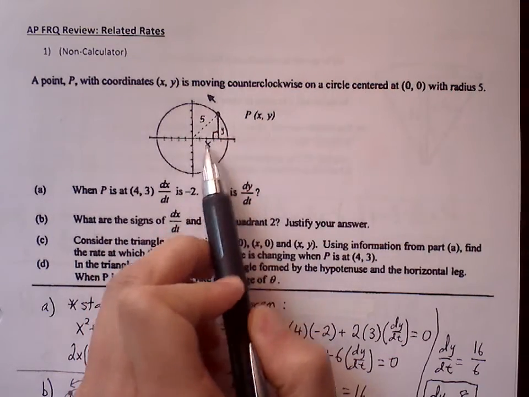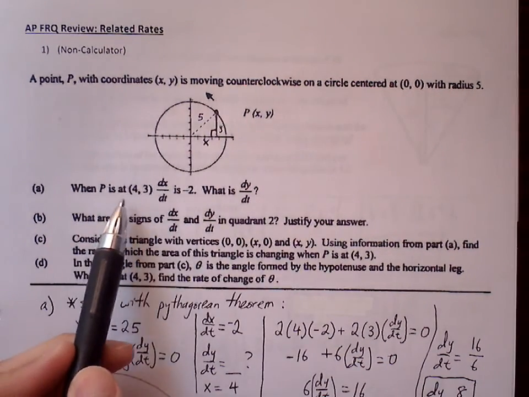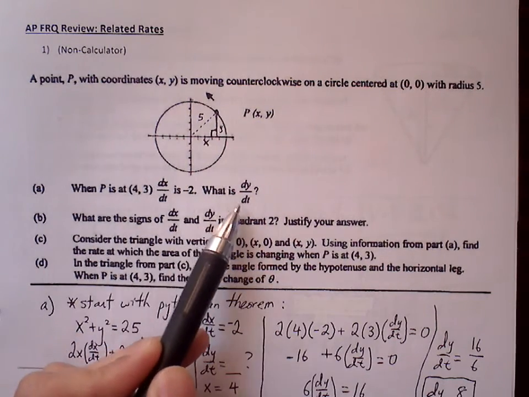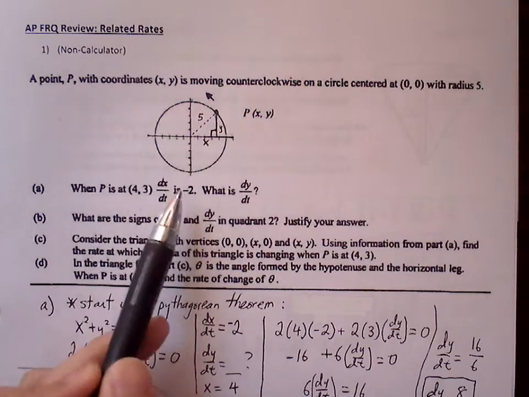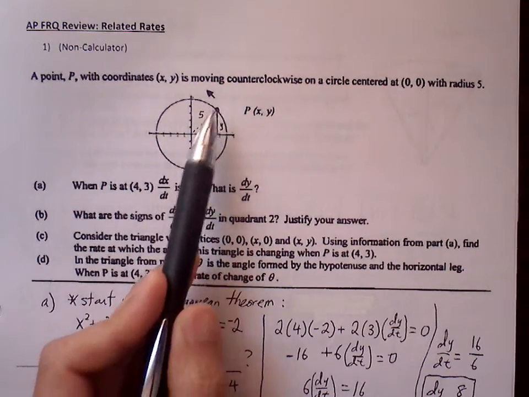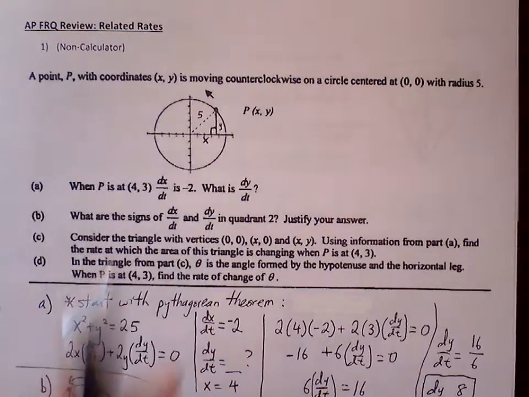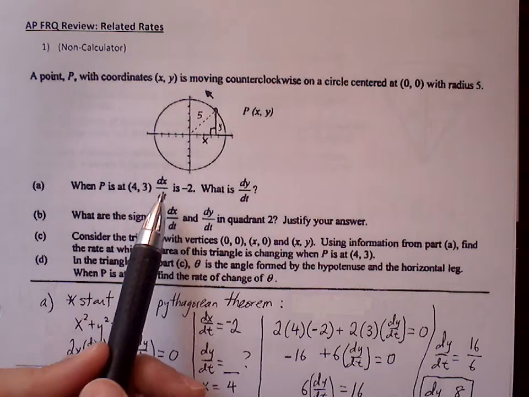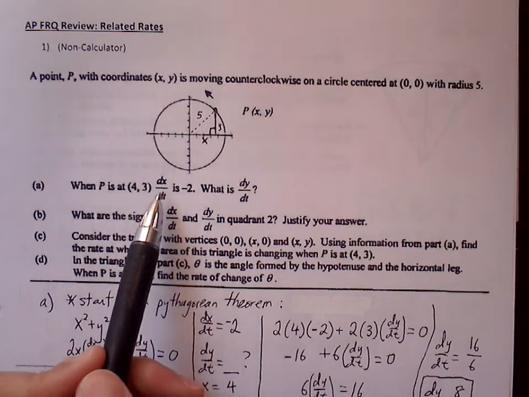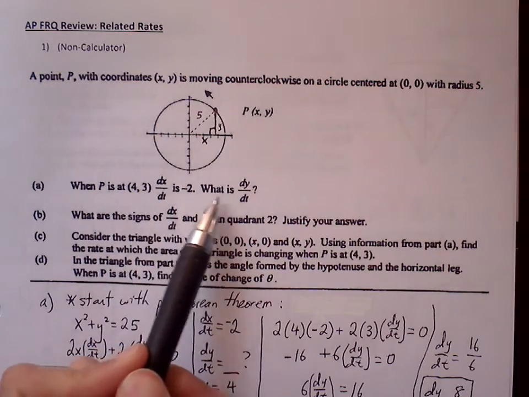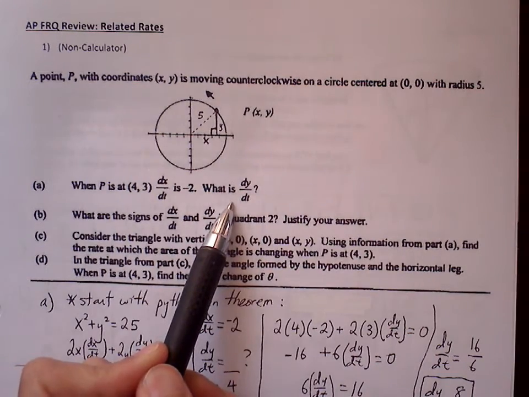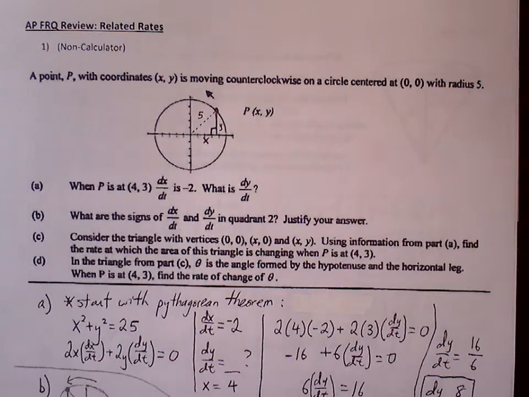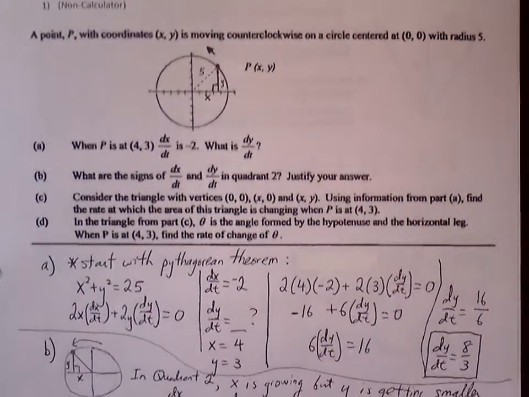of 5. Part A says when P is at ordered pair 4, 3 and dx/dt is -2, what is dy/dt? So first thing is we can start off by creating a Pythagorean theorem that relates the two variables together, x and y, because we know that we have to find the derivative, and those derivatives will produce these d over dt. Since with related rates, time is the independent variable that's affecting all the other variables.